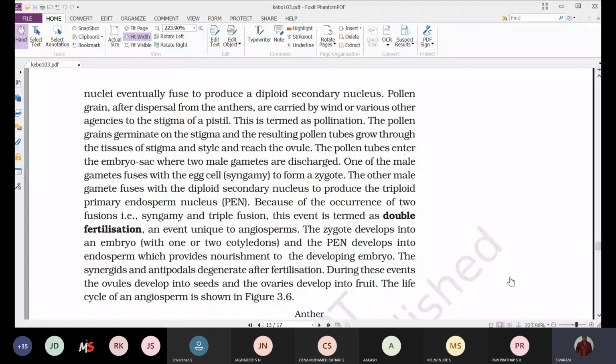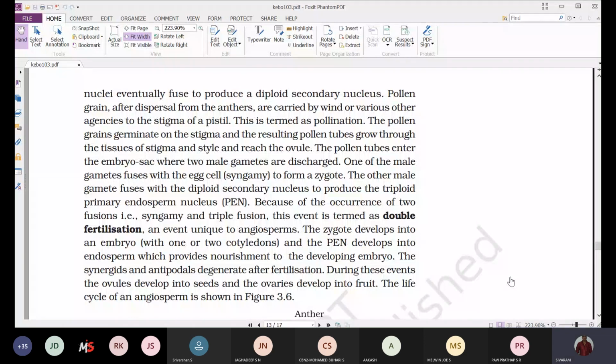One haploid male gamete fuses with the one haploid egg cell and results in the formation of a diploid zygote. This process we call syngamy, the process of fusion of a male gamete with that of the female gamete.